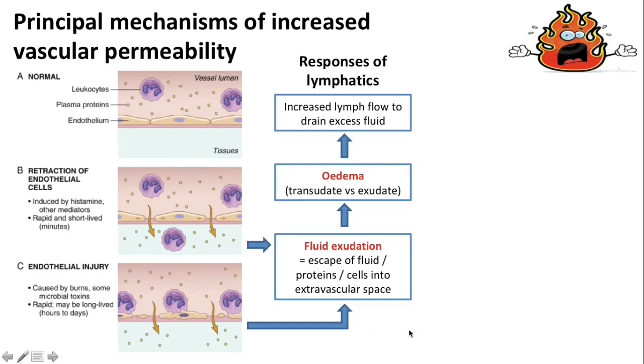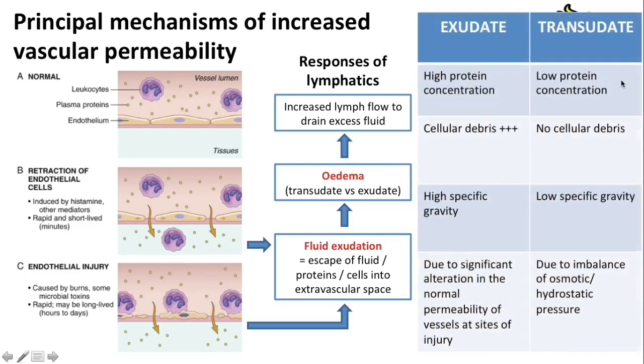So this process is called fluid exudation. And the fluid that exudates out and collects in the extravascular space forms what we call edema. Edema in inflammation tends to be of exudate type, where they have high protein concentration, they have lots of cellular debris, and they have high specific gravity. And this is because the increase in vascular permeability allows more than just plain fluid to escape out, but also all these other constituents. And they contrast with the characteristics of transudate.